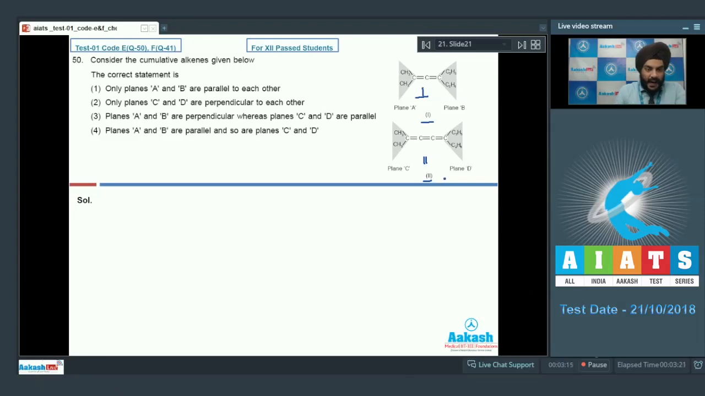So now let us look at the options. Only planes A and B are parallel to each other. The statement is incorrect. Planes A and B are perpendicular. Only planes C and D are perpendicular. This statement is also incorrect. Let us look at the 3rd option. Planes A and B are perpendicular. Yes. Whereas planes C and D are parallel. Yes. This seems to be the correct answer. Planes A and B are parallel, and so are planes C and D. Students, this statement is also incorrect, as planes A and B are not parallel to each other. Okay. So the answer which we have to mark for question number 50 is option 3.